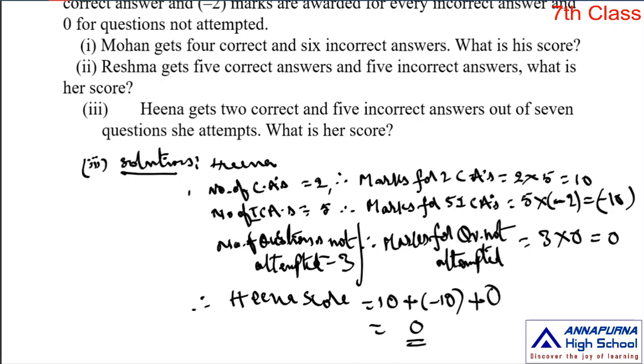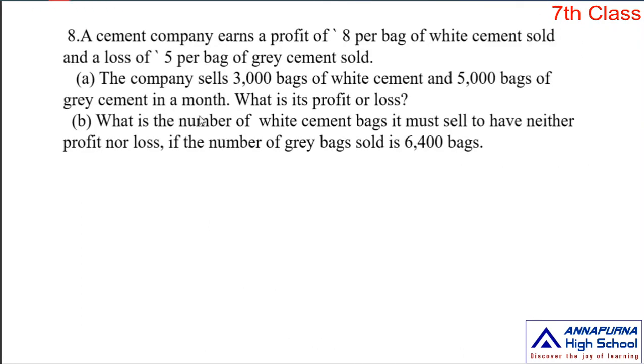Now come to the 8th one. A cement company earns a profit of 8 rupees per bag of white cement sold and a loss of 5 rupees per bag of grey cement sold. The first one is, the company sells 3000 bags of white cement and 5000 bags of grey cement in a month. What is its profit or loss? So let me do the first bit.